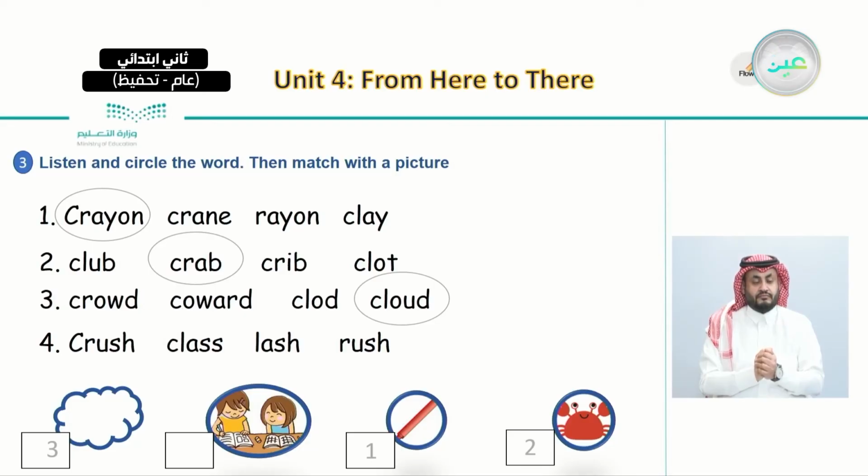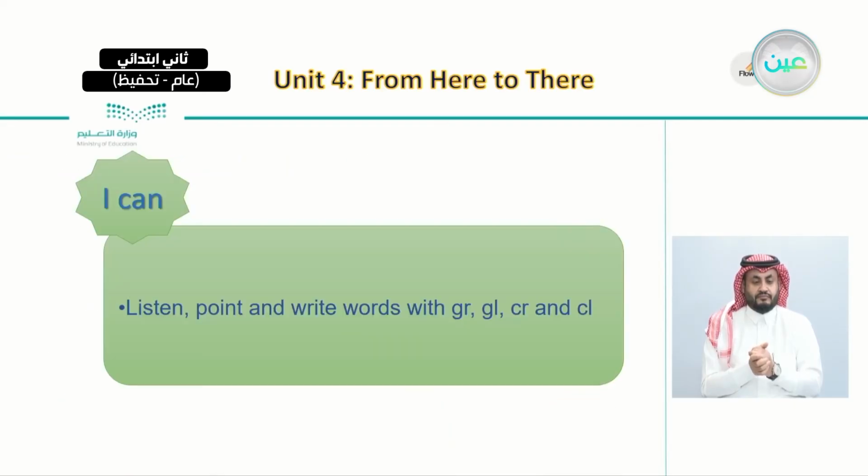Now finally, number 4, the word is class. Class. What do you think? Where is the word class? It is the second one. So here we put a circle and we match it by writing the number of this word. So at the end, my dear student, it is important that you listen and point and write words that start with GR, GL, and CR and CL.